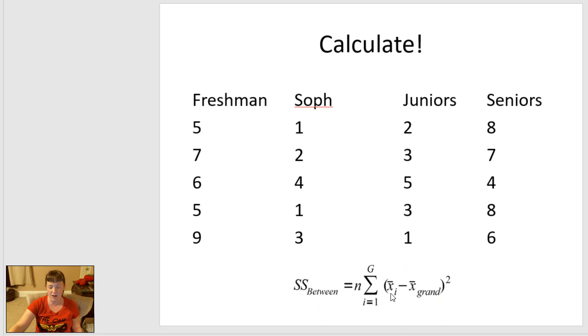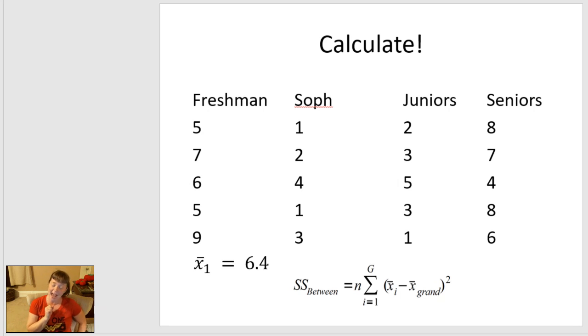Well, we're going to need an average for each of the groups. We're going to need an average for freshmen, an average for sophomores, an average for juniors, and an average for seniors. And then we're going to need an average for everybody. So first, let's get the averages for the 4 groups.